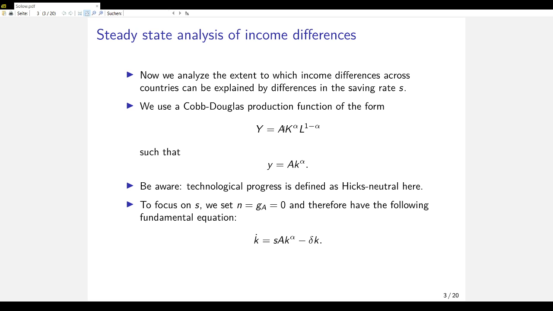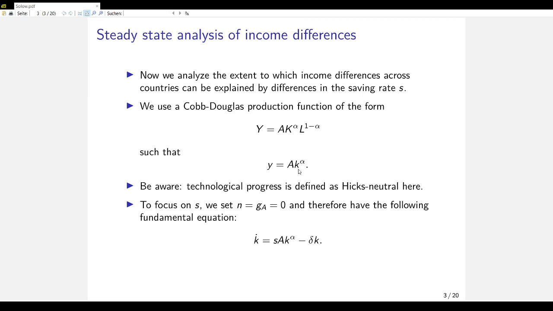Now, if we assume that aggregate GDP can be explained by this production function, we know that per capita GDP is just the aggregate production function divided by the number of workers. So we get a per capita GDP of this expression here, where capital per worker is raised to the power of alpha, and the whole expression is then multiplied by the level of technology.